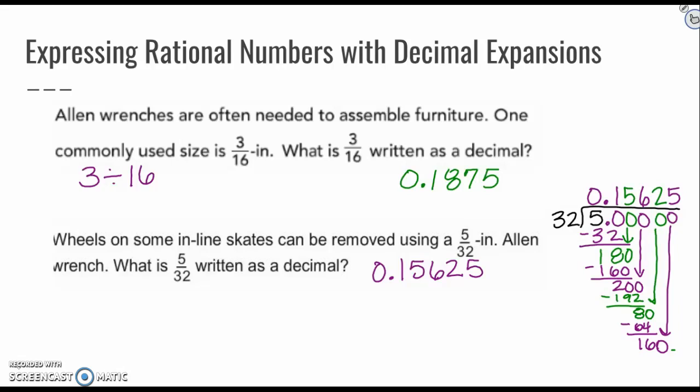5/32 as a decimal will be written as 0.15625.